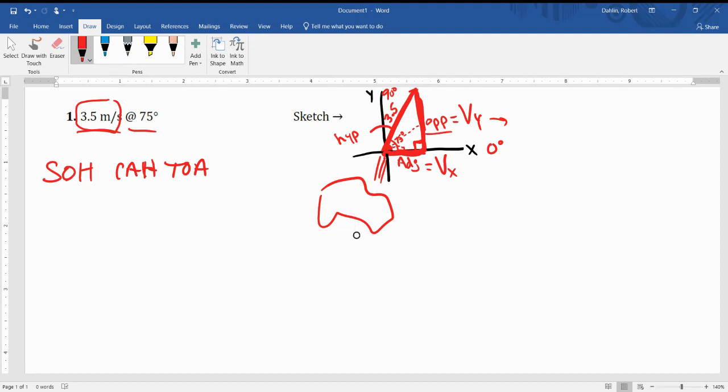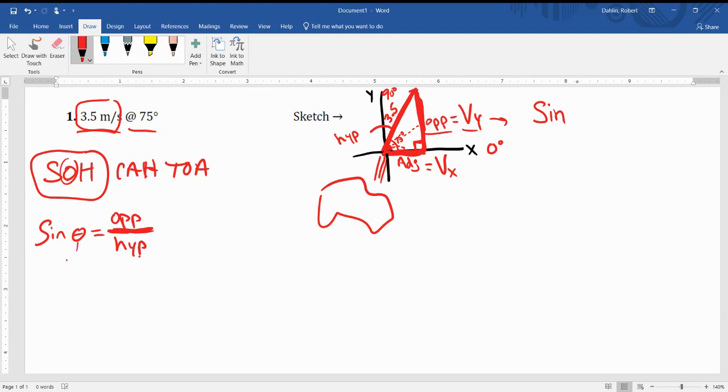What part of SOH CAH TOA is talking about opposite? That's the SOH. S stands for sine of our angle equals O for opposite, divided by H, the hypotenuse. For this one, instead of opposite, we're going to have Vy, and instead of hypotenuse, we're going to have our 3.5. Sine of our angle, theta, that's a Greek letter, gets replaced by the number for our angle, so 75. Sine of 75 equals Vy, I'm keeping it as Vy to remind myself it's a velocity, divided by the hypotenuse, which is 3.5.